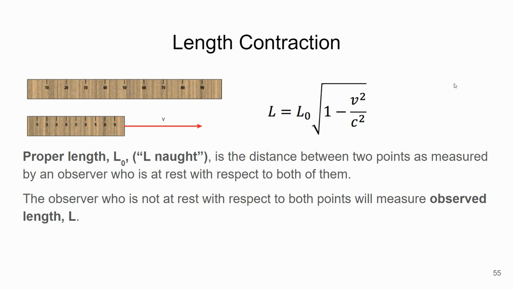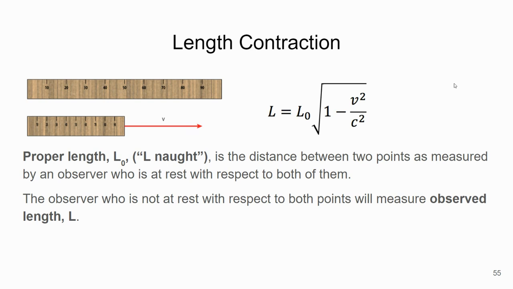So when we were doing time dilation, we had proper time and observed time. When you're doing length contraction, you have proper length and observed length. So the person who will measure proper length, L naught, is the one who's at rest relative to the endpoints of the distance being measured.